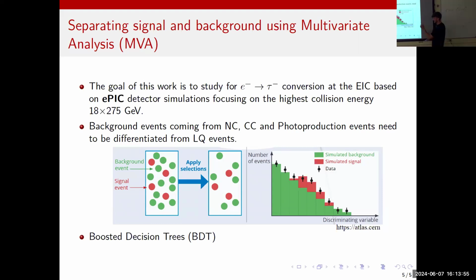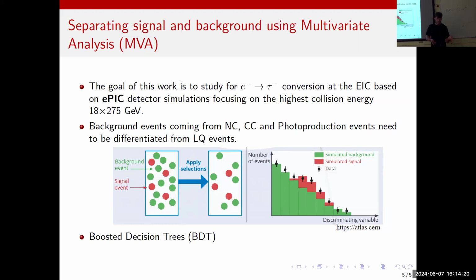The idea is that when we apply the selection criteria, we want to go to some discriminating variable because we want to increase the signal over background ratio. This is a very widely used technique in high energy physics. For example, we can mention the D0 collaboration. When they measured single top quarks, they used machine learning techniques. And this is basically the idea behind my work.